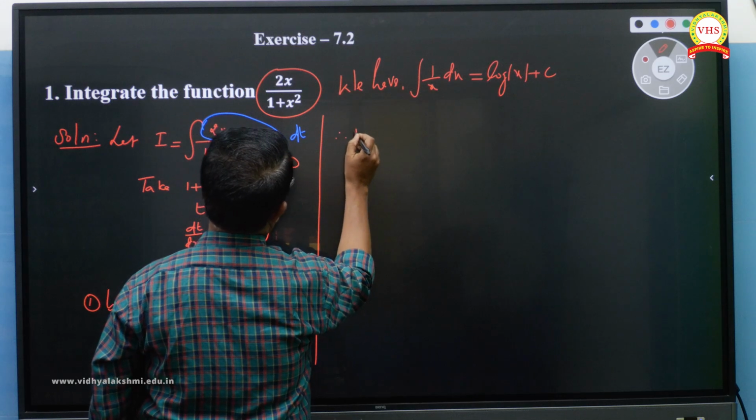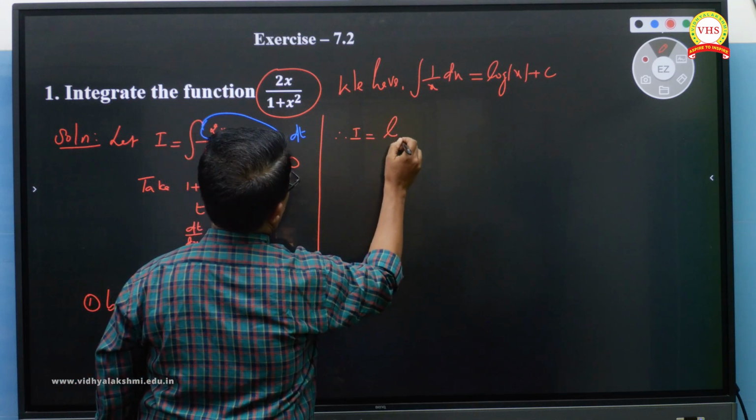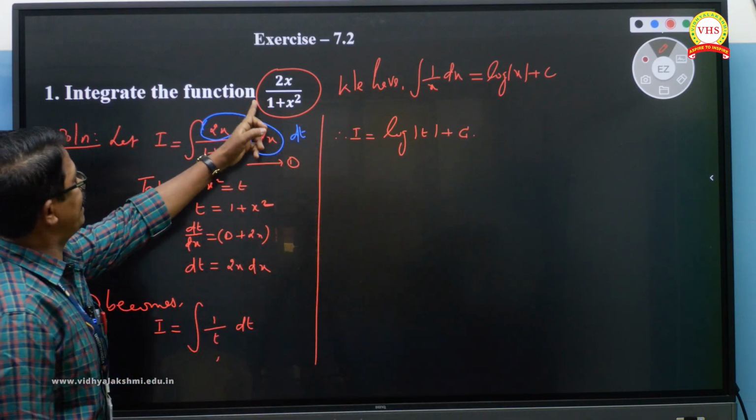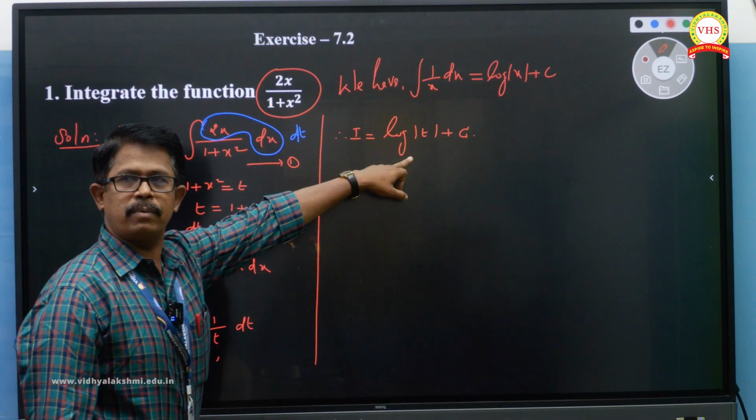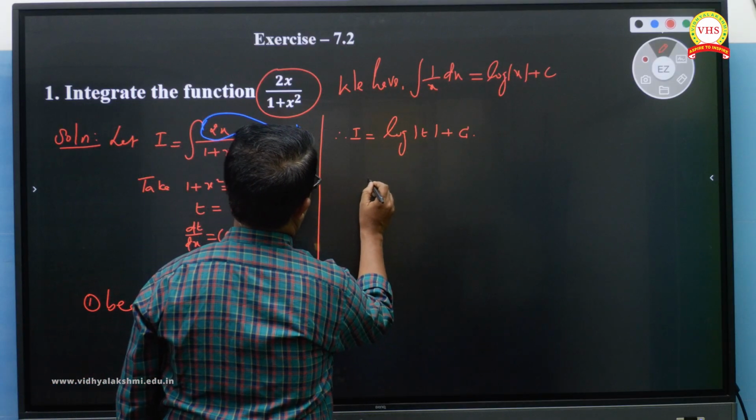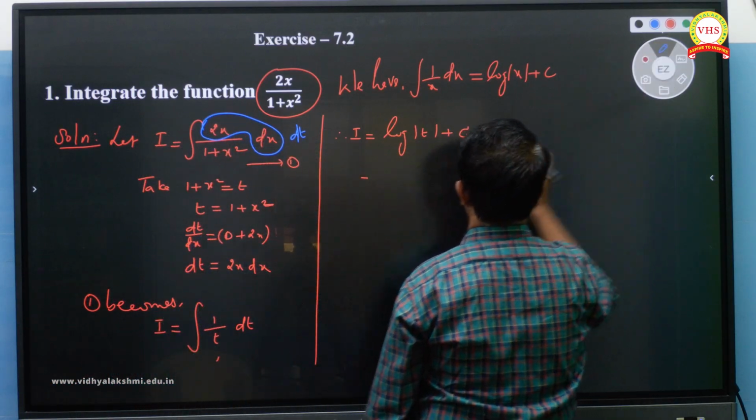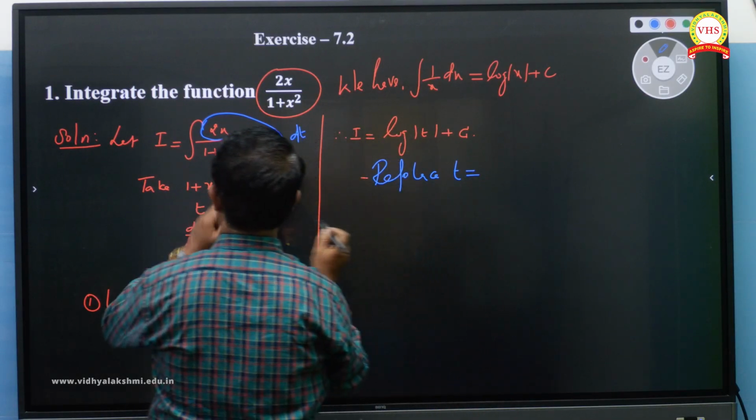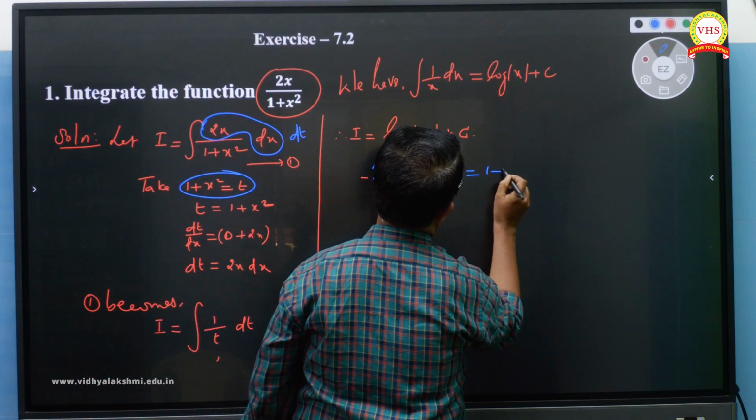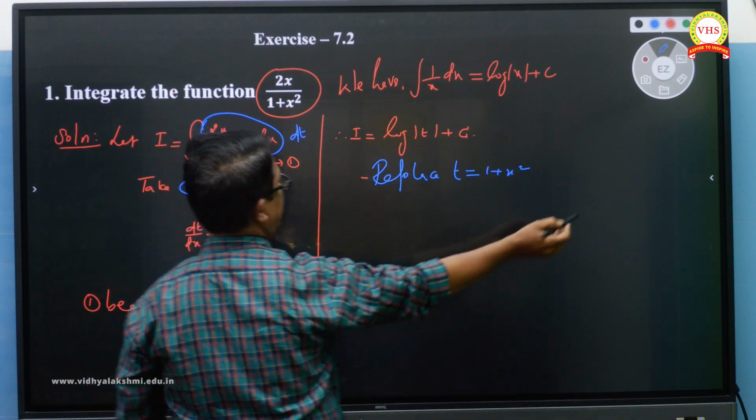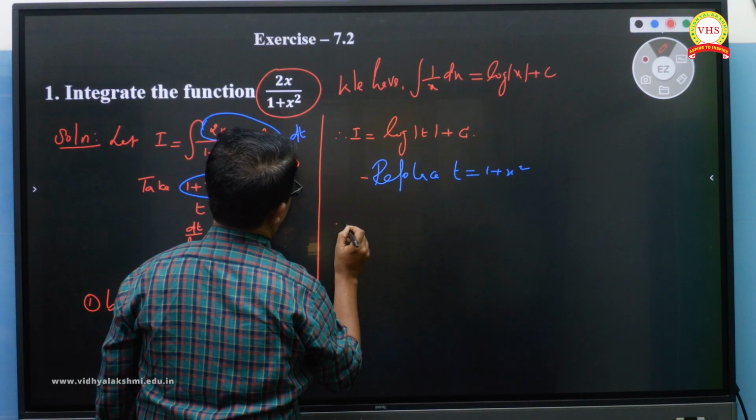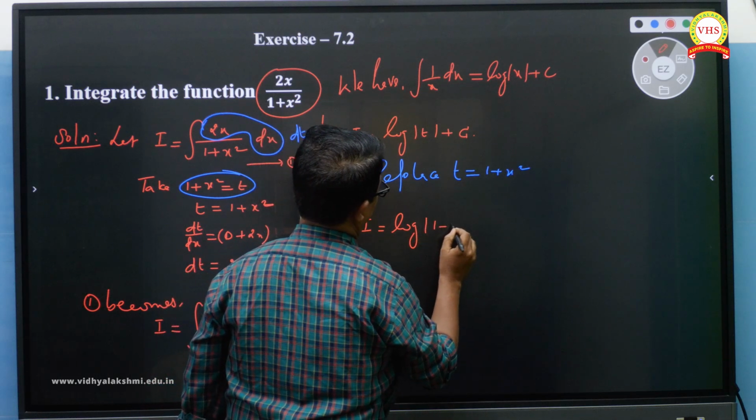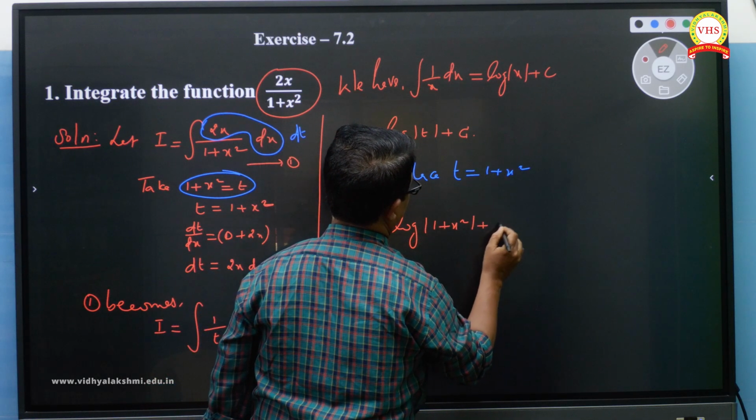Now, therefore, I equals log of modulus t plus c. Now, what is the given question in terms of x? We need not stop at this integration. Now we replace the value of t. What are we assigning to t here? That is 1 plus x square. Then finally the integral becomes, which implies I equals log of modulus of 1 plus x square plus c.